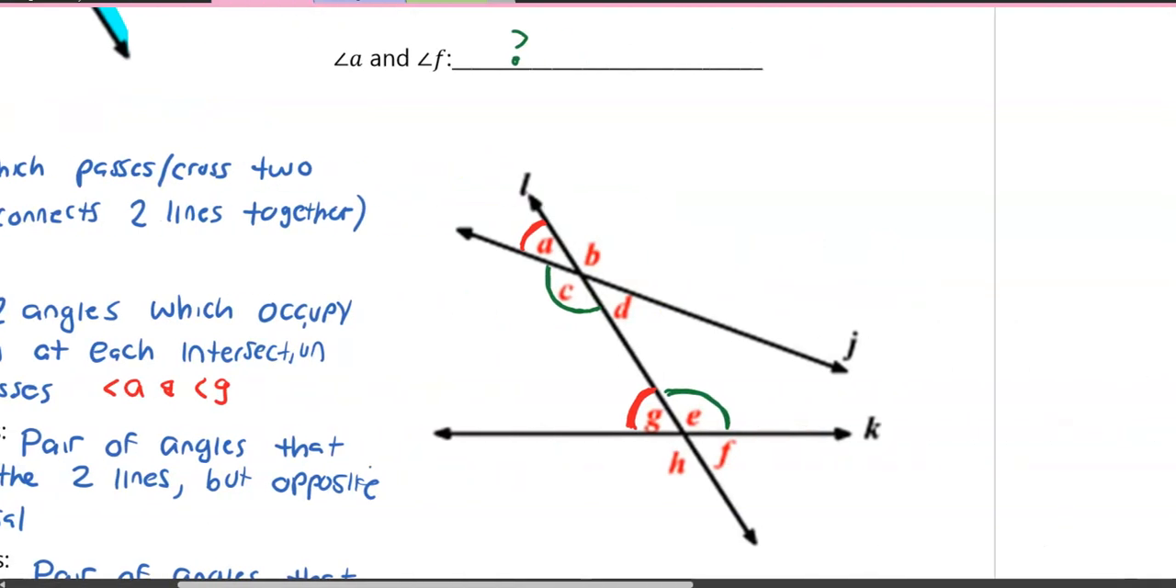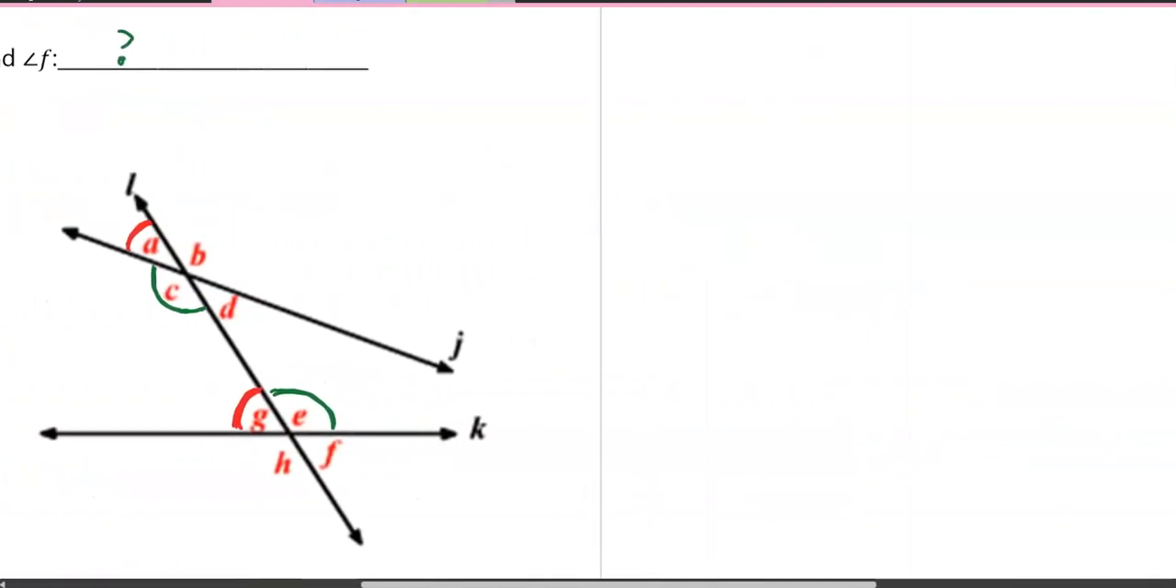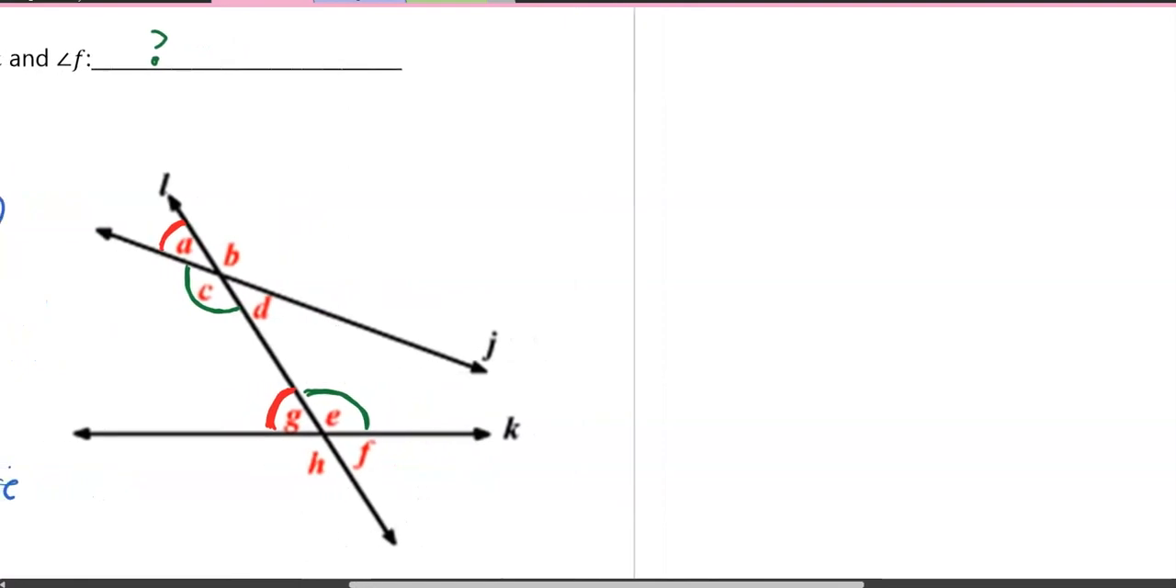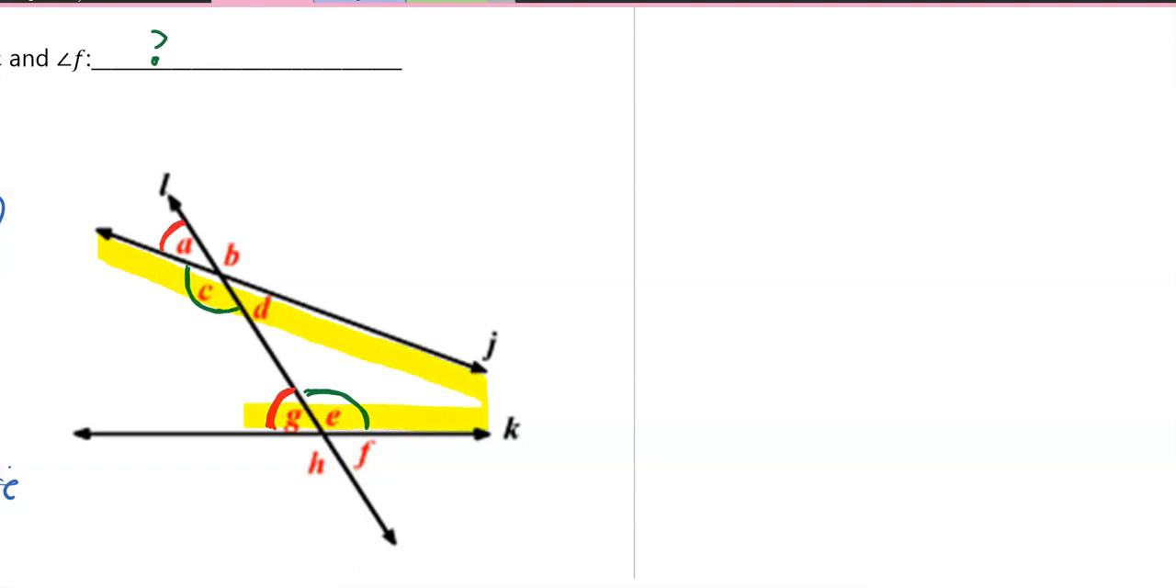Now, before I go forward, I should give you two additional side definitions we need to note. There are what we call interior and exterior angles when we're discussing lines and transversals that are connecting.